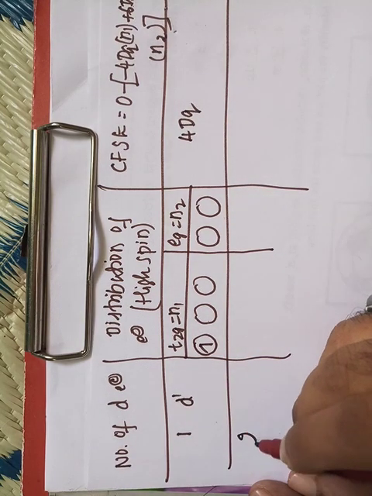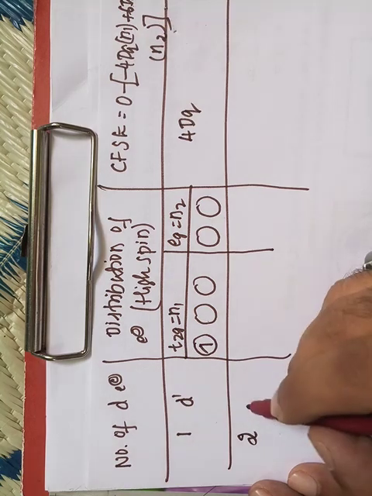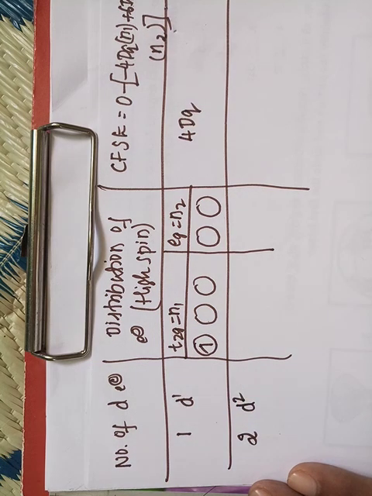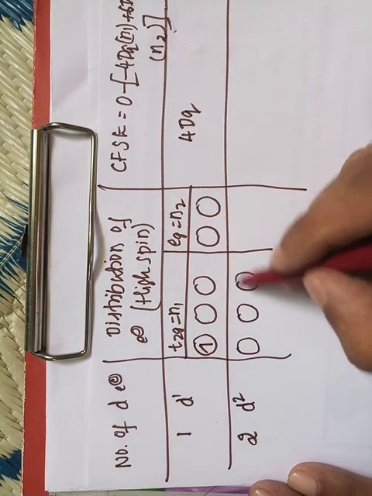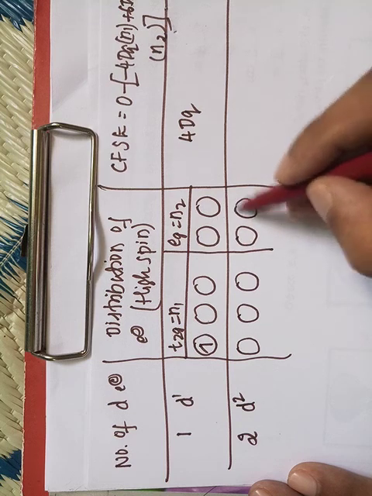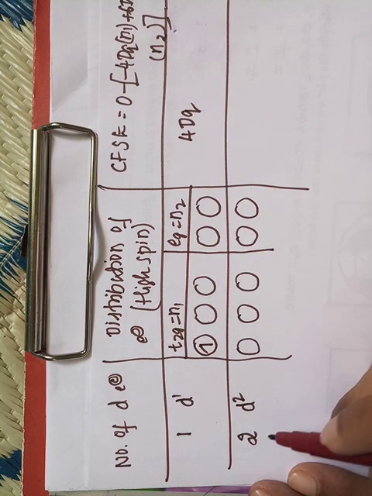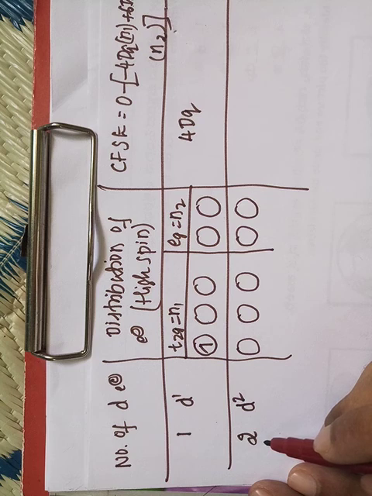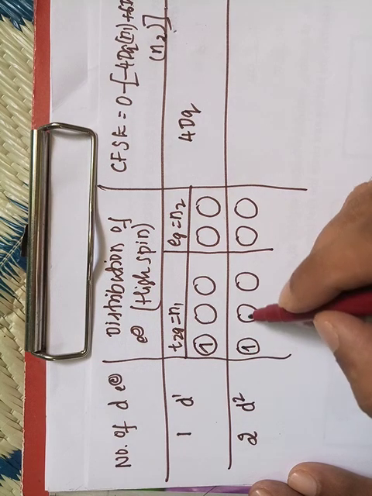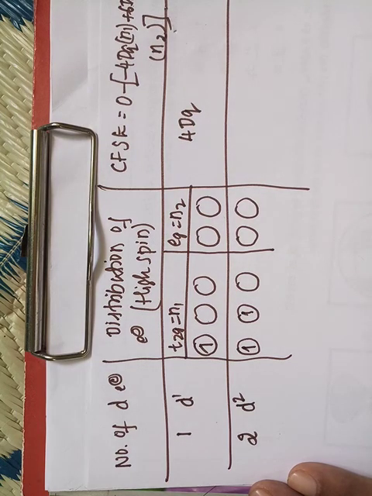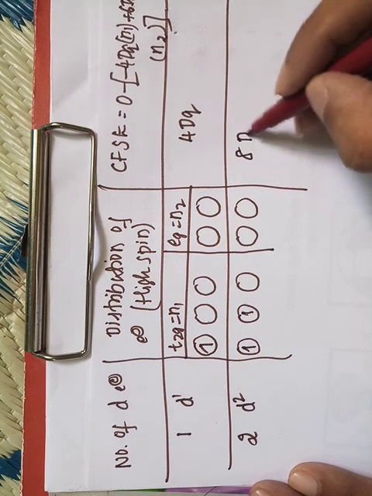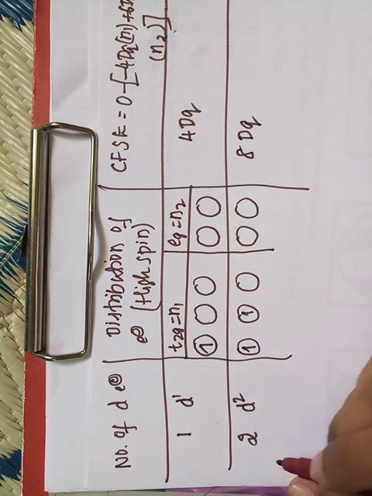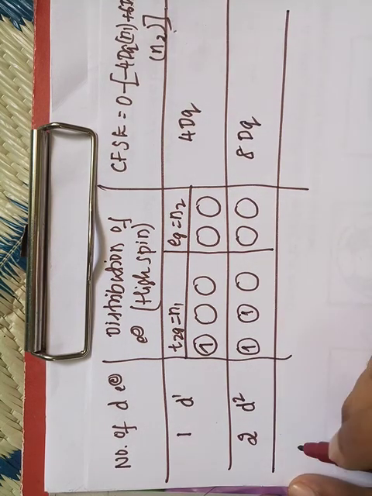Let us take one more example. If the system contains 2 electrons, then it is called a d2 system. There are 3 t2g orbitals and 2 eg orbitals. Now there are 2 d electrons, and these electrons will occupy 2 t2g orbitals. If you calculate the CFSE, you will get 8 Dq.